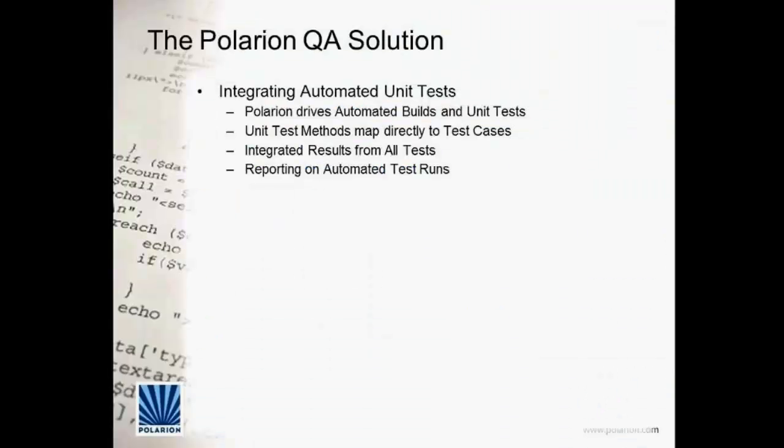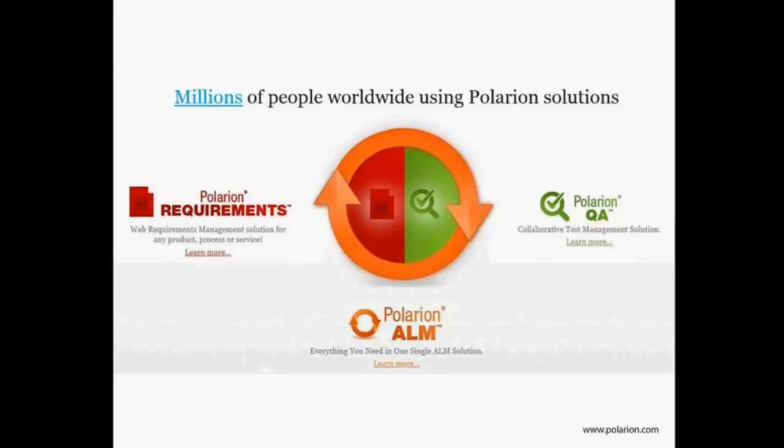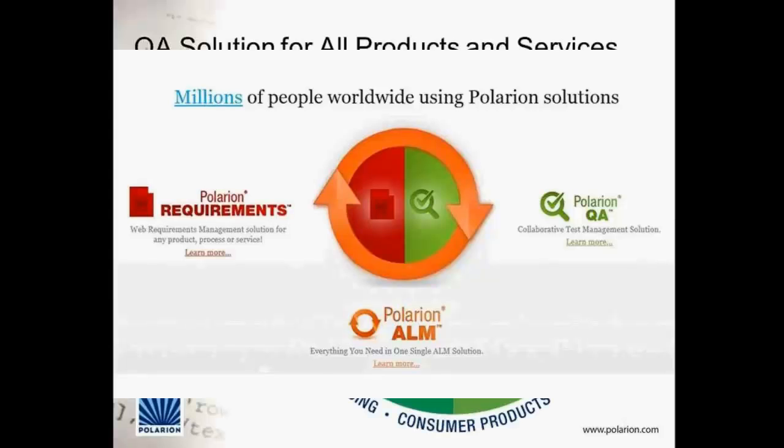So just to close out, I would like to give you a brief overview of our company. Polarion offers 3 solutions. In addition to Polarion QA, we have Polarion Requirements, which is the other half of our project management solution, as well as Polarion ALM, Application Lifecycle Management. And Polarion ALM is a sort of a superset of both requirements and QA. All of the abilities of both requirements and QA are included within Polarion ALM.